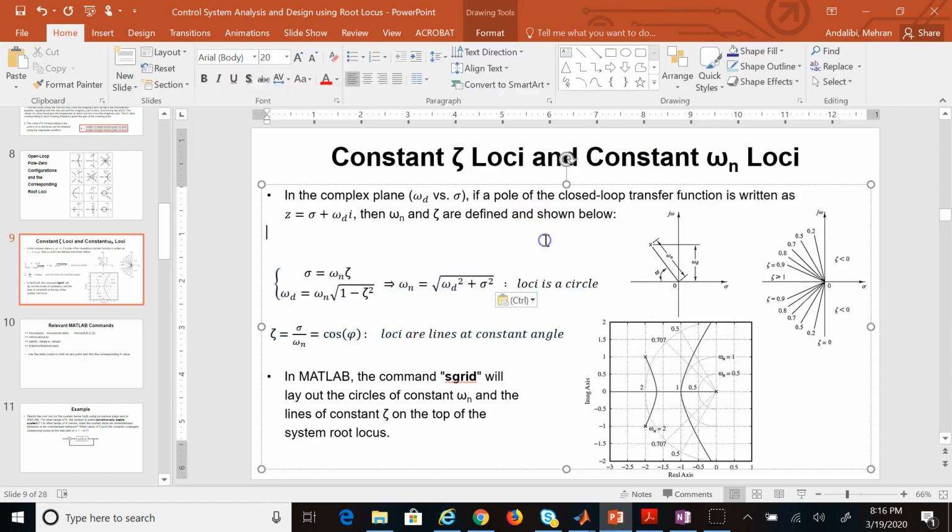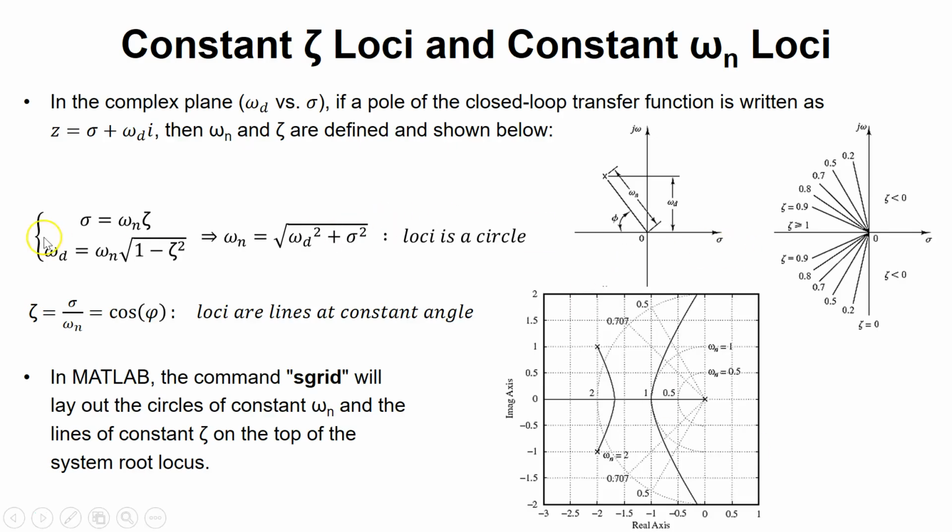So omega n is the radius of the circle, the loci is a circle, I can call it, and then zeta, clearly from this definition, zeta is sigma divided by omega n. And what is sigma divided by omega n? Yes, again, if I form this triangle here, so if I go down right here, and that is sigma, clearly sigma, which is the adjacent, divided by omega n, which is the hypotenuse, is what? Cosine of phi. So what does it mean?